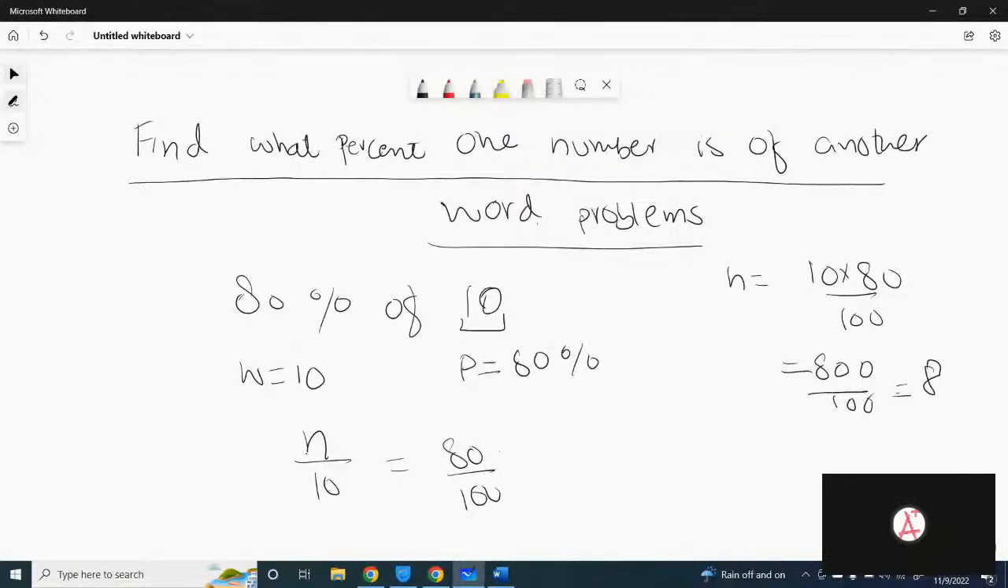Got it? Just understand the thing. You have to calculate 80% of 10. That means 10 is the whole number. You have to calculate the part of 10, the 80% part. So part is 80%, and n is the number you have to find. So it is n over 10 because n is the part of 10, and 80 over 100. So this way you can find the 80% of 10. So 80% of 10 is 8.